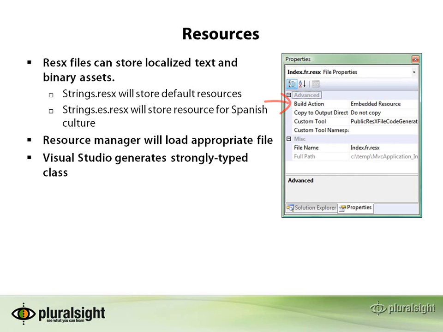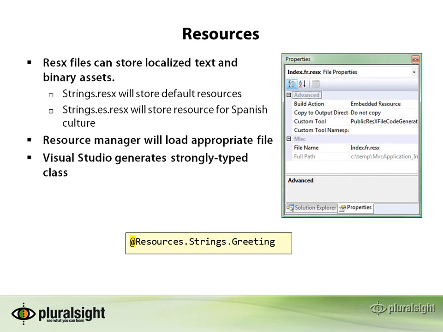To use a resource is very simple. In a view, I can get to a resource with a greeting property inside by going to the generated class and asking for the greeting property. This might return the string hello for English, but it could also return hola if the current UI culture is set to Spanish and a Spanish resource exists. If a resource doesn't exist for the current UI settings, the resource manager will fall back to the base resource.